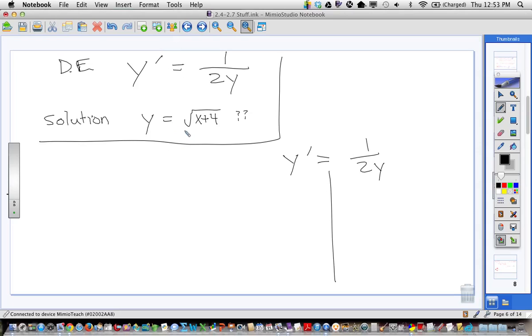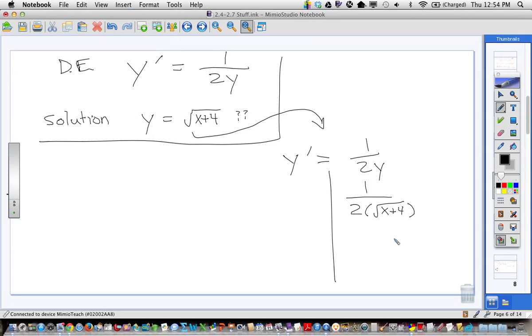And this is my solution. So my solution gets plugged in to that. Just like before, we took the 4 and we plugged it in to see if it really was a solution. So we're going to take that thing we think is a solution and plug it in there. Well, the right side's easier, so let's do it first. So in place of the y, we're going to put what? Square root x plus 4.